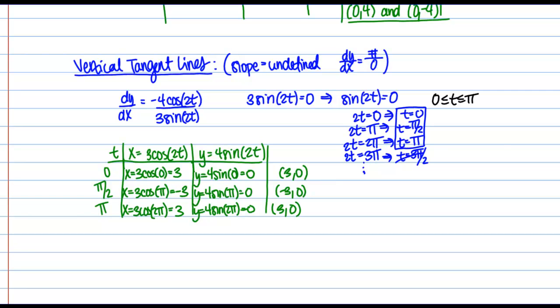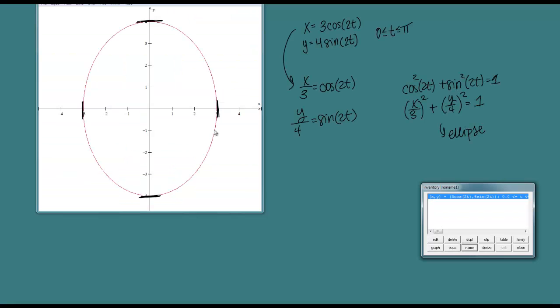Okay, so then the points where I have a vertical tangent line are (3, 0) and (-3, 0). And let's check that out with our picture, see if we got that right. Okay, so here are our vertical tangent lines on these right and left ends of the ellipse, and (3, 0) and (-3, 0) look correct.